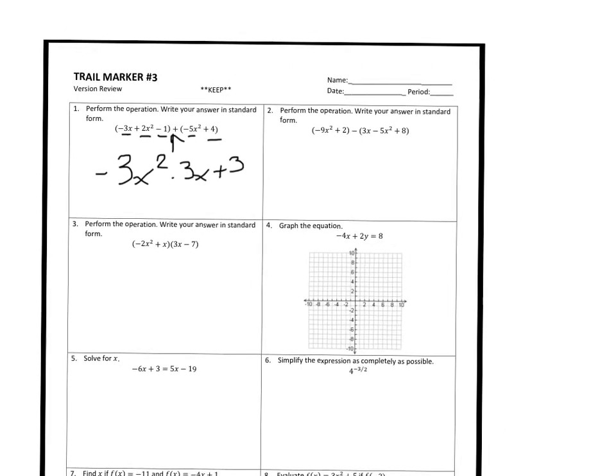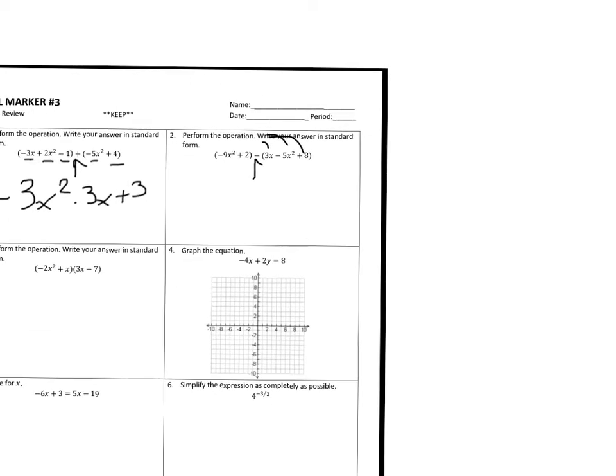Question number 2. Now we're performing this operation, but what you'll notice is that it's subtraction. So what I like to do is distribute this negative sign and rewrite my terms. I'm going to do this over here to the right so I can get some more space. So I'm going to rewrite the first polynomial, 9x squared plus 2, and then distribute that negative. A positive 3x is now a negative 3x. A negative 5x squared is now a positive 5x squared. And a positive 8 is now a negative 8.